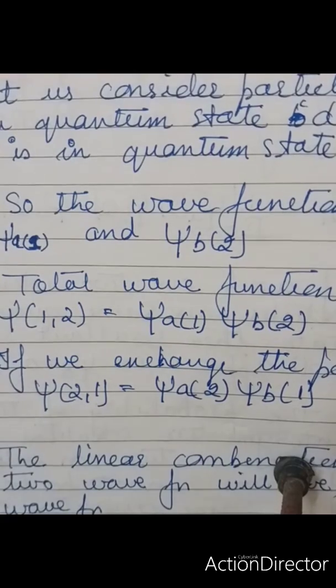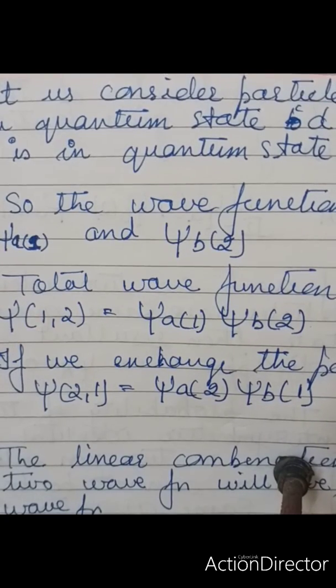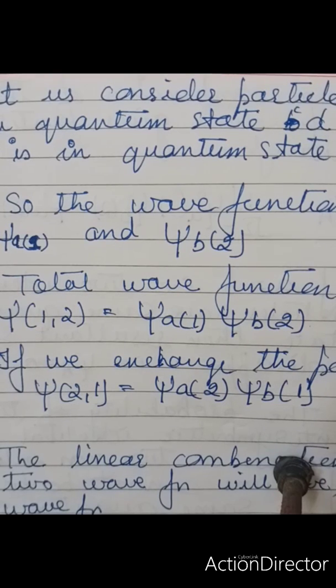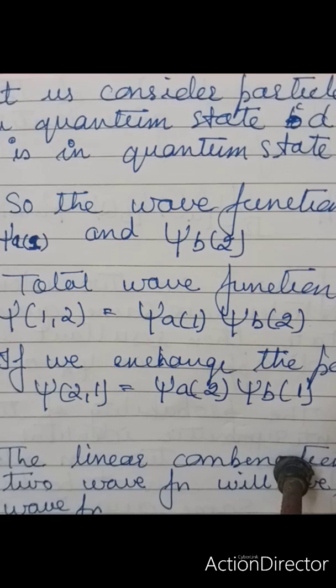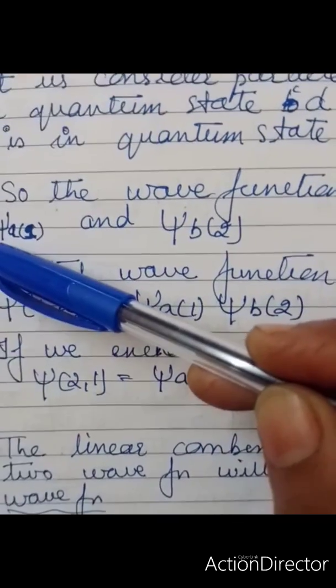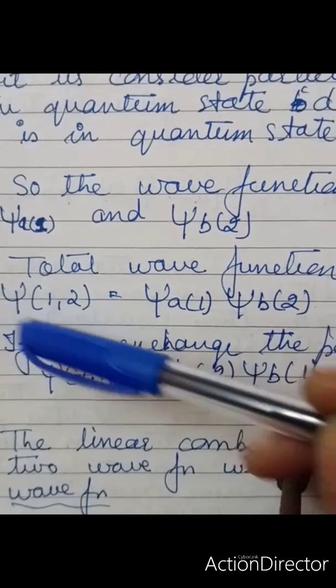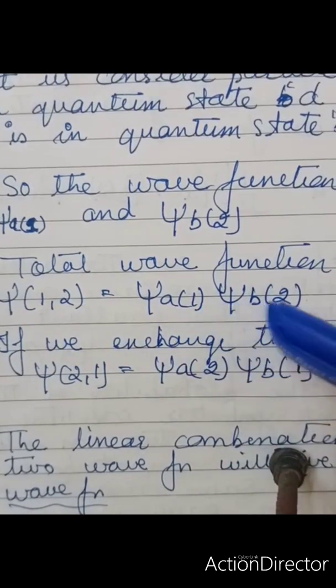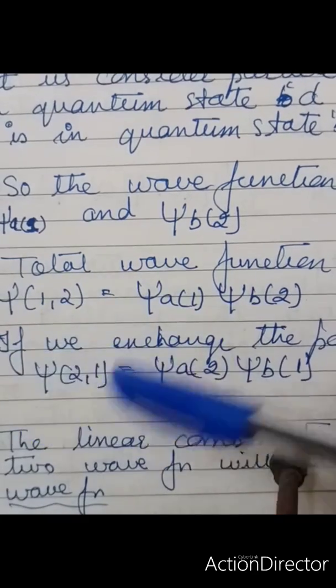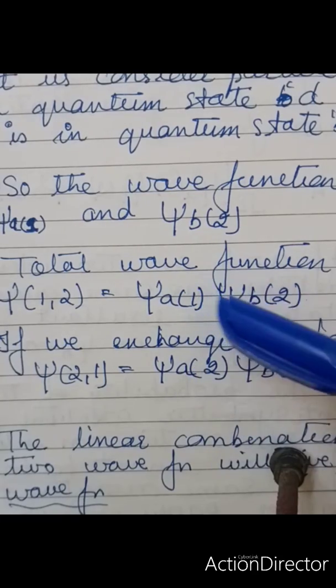and let us say particle 1 and particle 2. Particle 1 is in the quantum state A, so the eigenstate wave function you will denote with psi A, and particle 2 is in the quantum state B, and you will denote it by psi B. So this is psi A(1), psi B(2). The total wave function psi(1,2) will be psi A(1) psi B(2), and if we exchange to 2,1, this will be psi A(2) psi B(1).